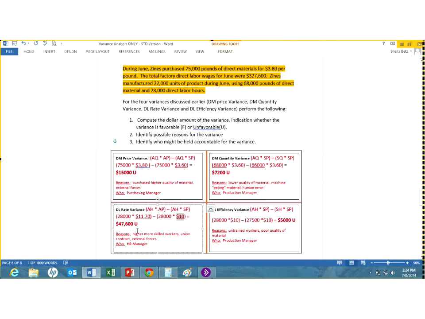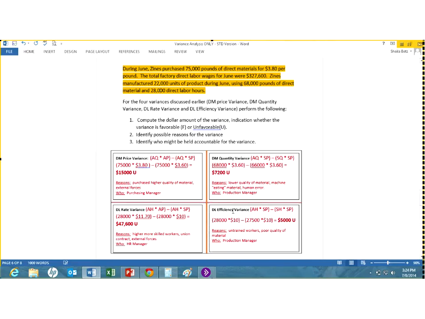So what could be some possible reasons? Maybe they hired more skilled workers. Maybe there was a union contract that increased the wages. Maybe there were some external forces at play, such as increasing minimum wages, etc. Who would be held responsible? Primarily the HR manager. Then finally, we're going to look at the direct labor efficiency variance. We're going to look at the actual hours worked times the standard price minus the standard hours times the standard price.